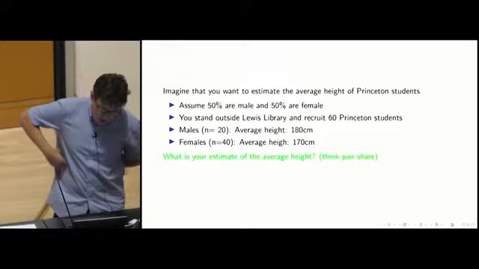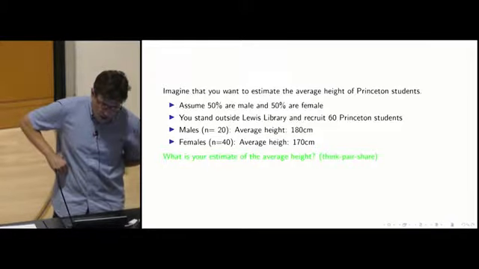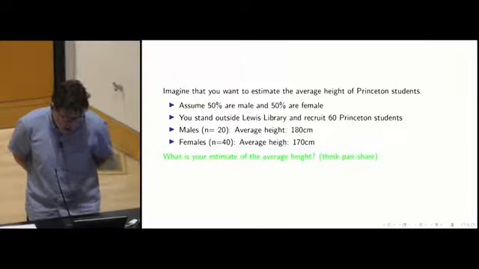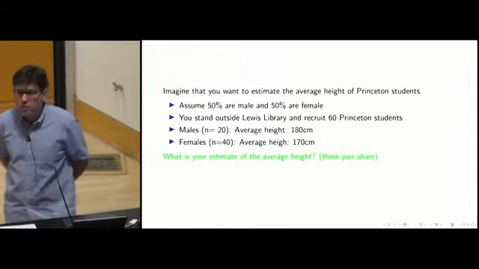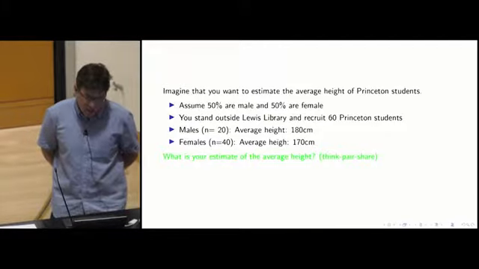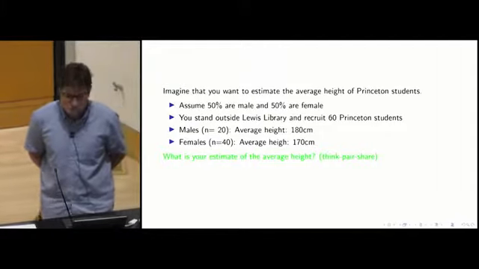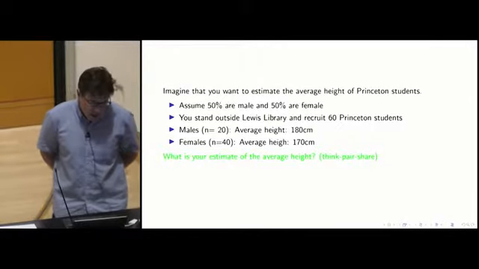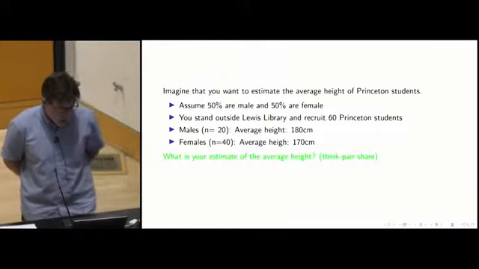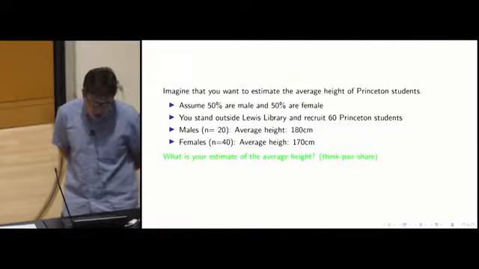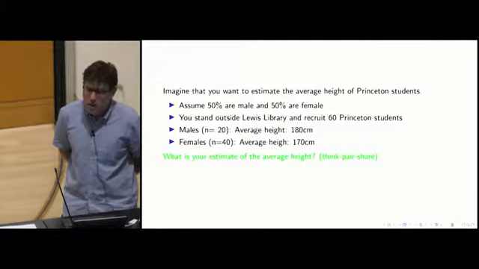So let's give an example here where imagine you want to estimate the average height of Princeton students. We can assume that 50% are male and 50% are female. You stand outside of Lewis Library and you recruit 60 Princeton students. 20 of these students are male and their average height is 180 centimeters. 40 are female and their average height is 170 centimeters. So what is your estimate for the average height of Princeton students?